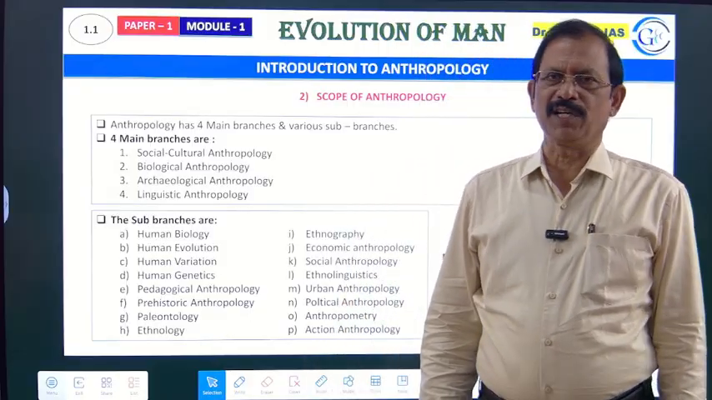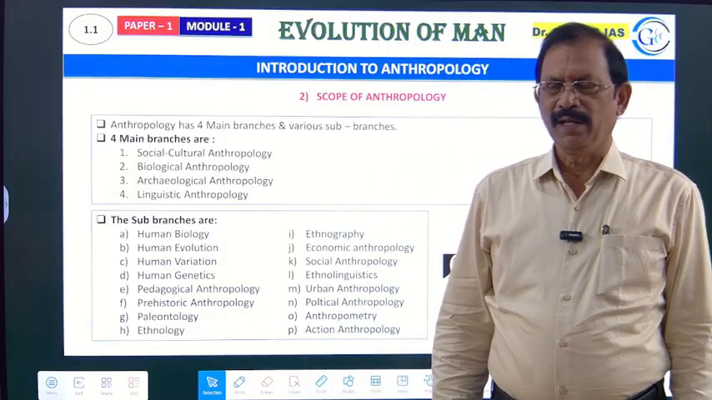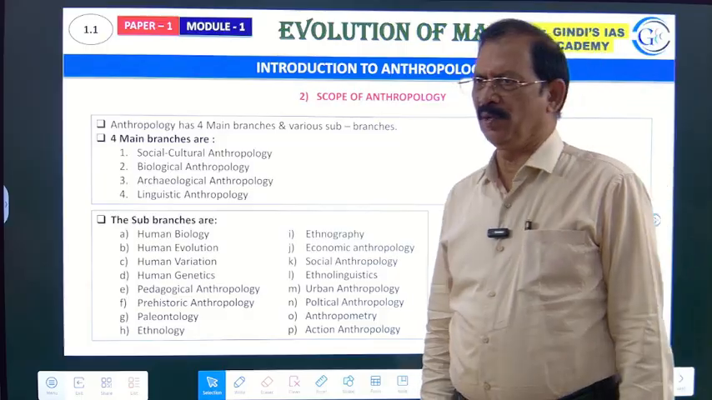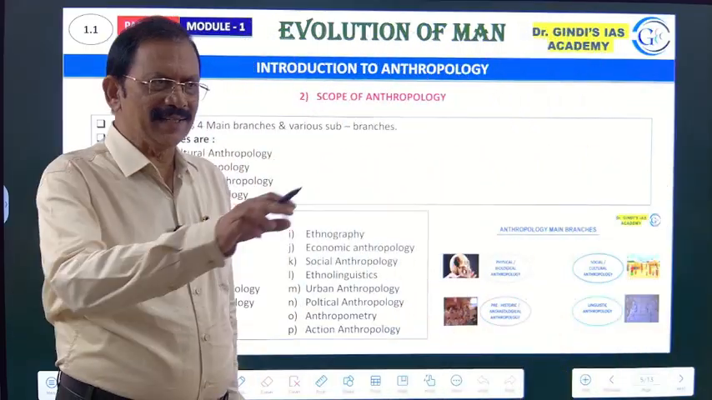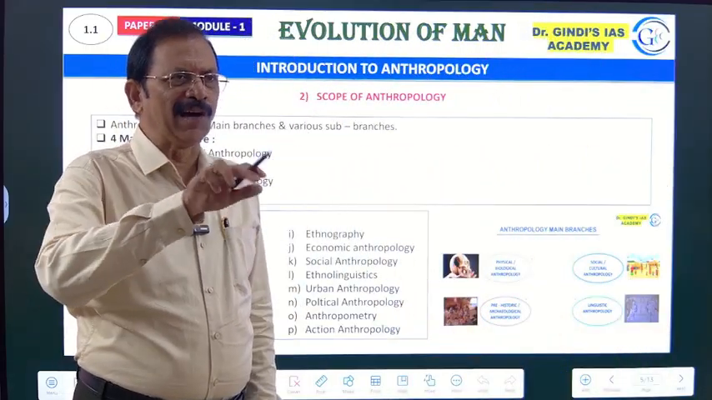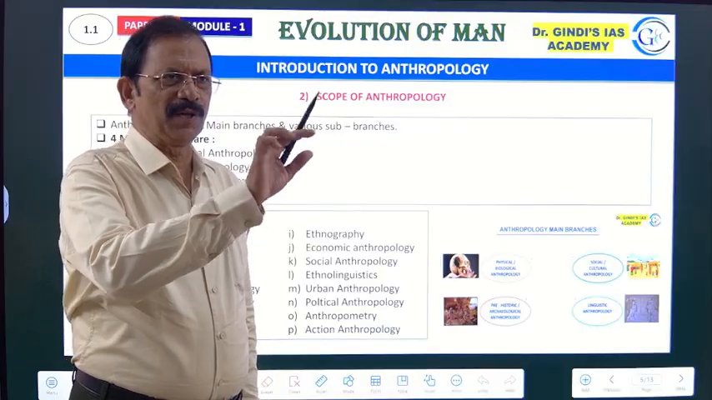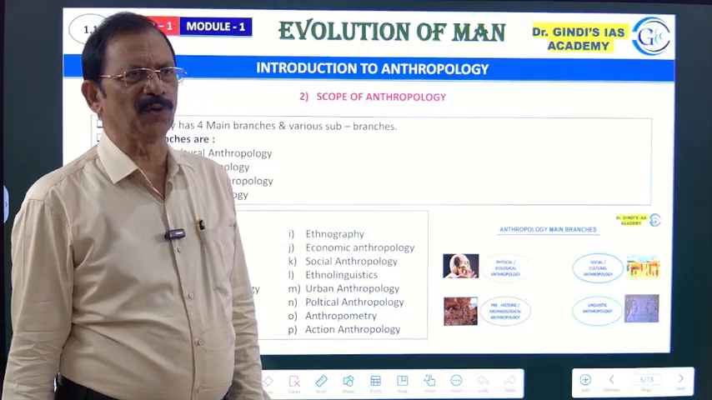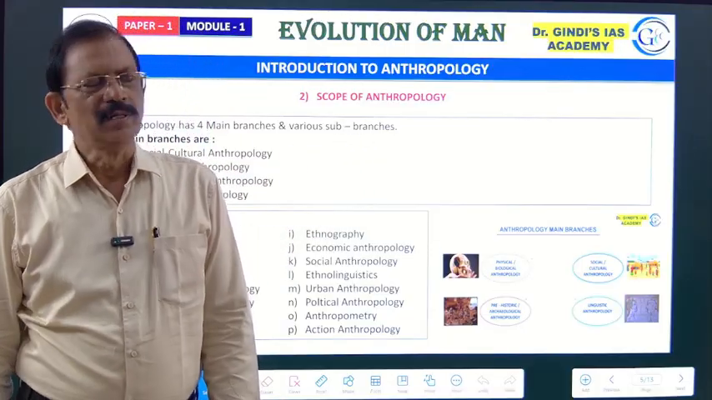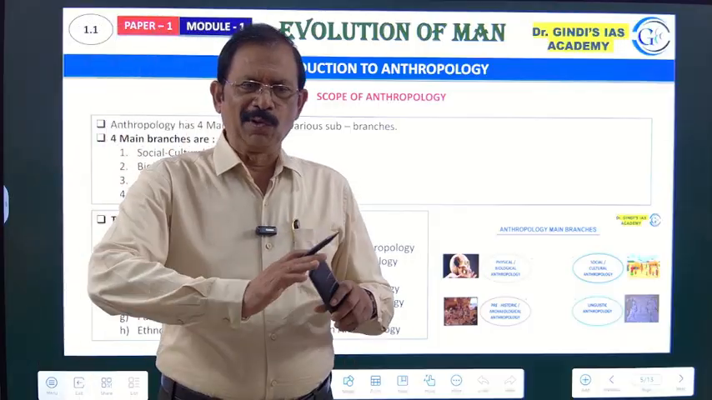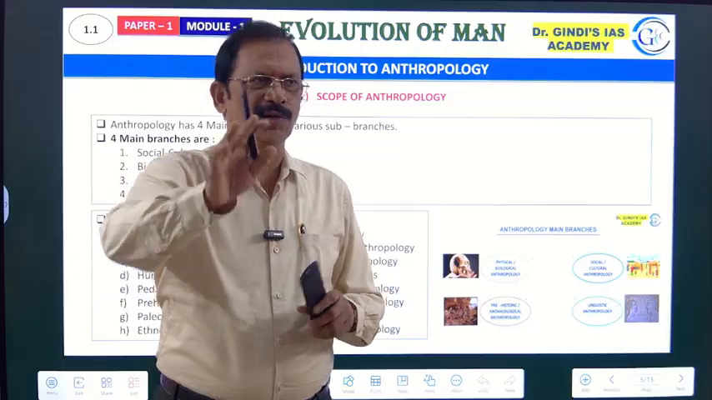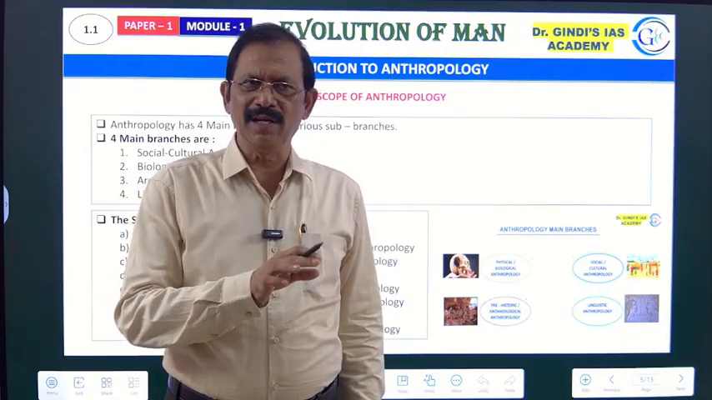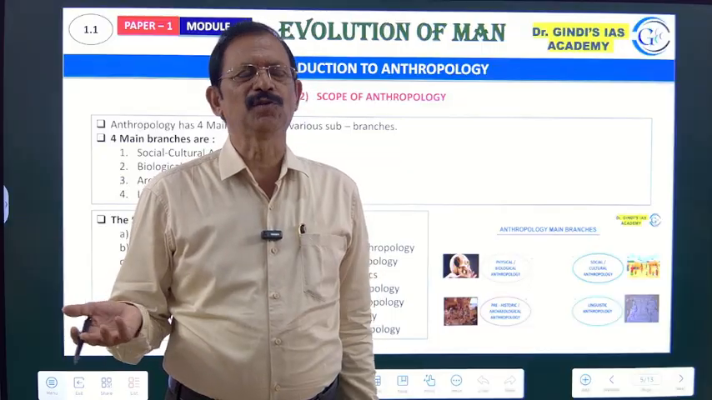For the convenience of study, anthropology has been divided into four main branches. That is in our 1.3 of the UPSC syllabus. The first syllabus topic, 1.1, is the meaning, scope and development of anthropology. The second topic is anthropology in relation to other sciences. They have given the list, and we are going to discuss it. The third one is anthropology and the main branches of anthropology.